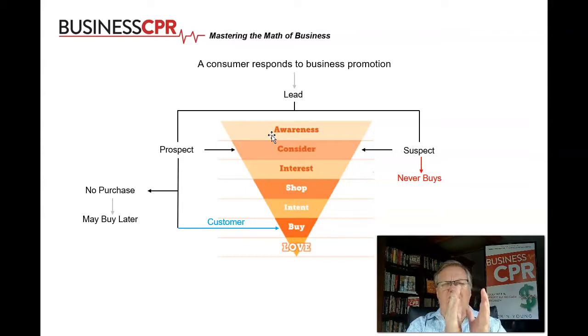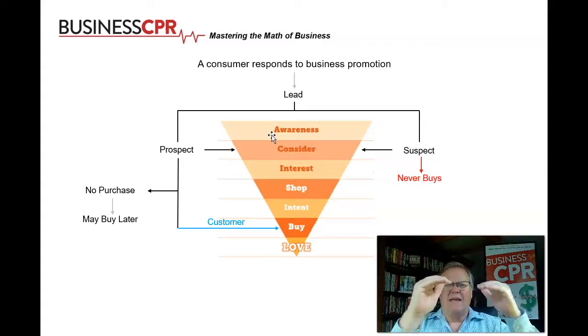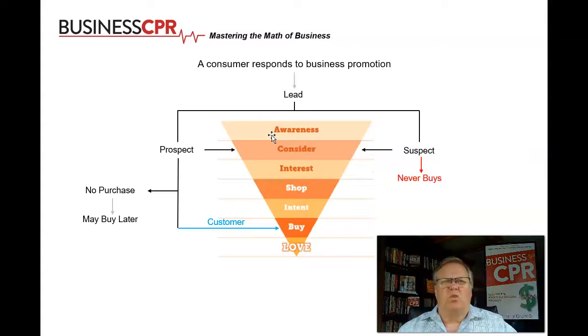So here what we have is the purchase decision funnel and what it looks like when you bring a prospect and a suspect into it. So both will come into this consideration phase, but what'll happen is a suspect really never moves out of this. They'll look like they're down in here, but they aren't. They're never coming down here. And so you want to get rid of these time wasters.